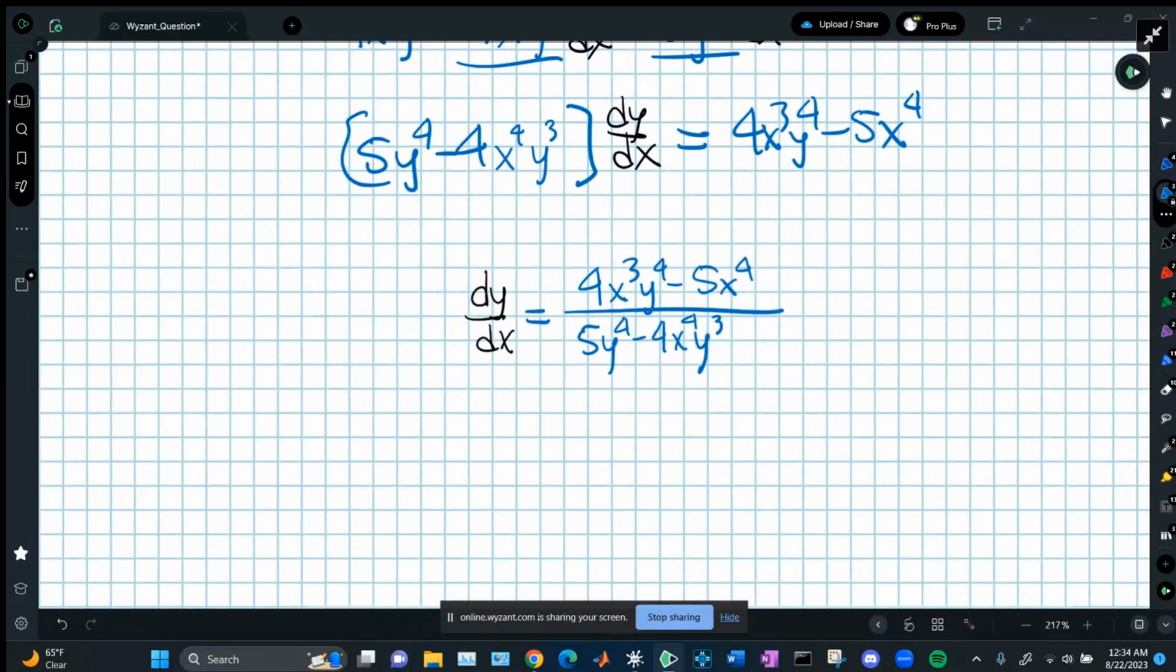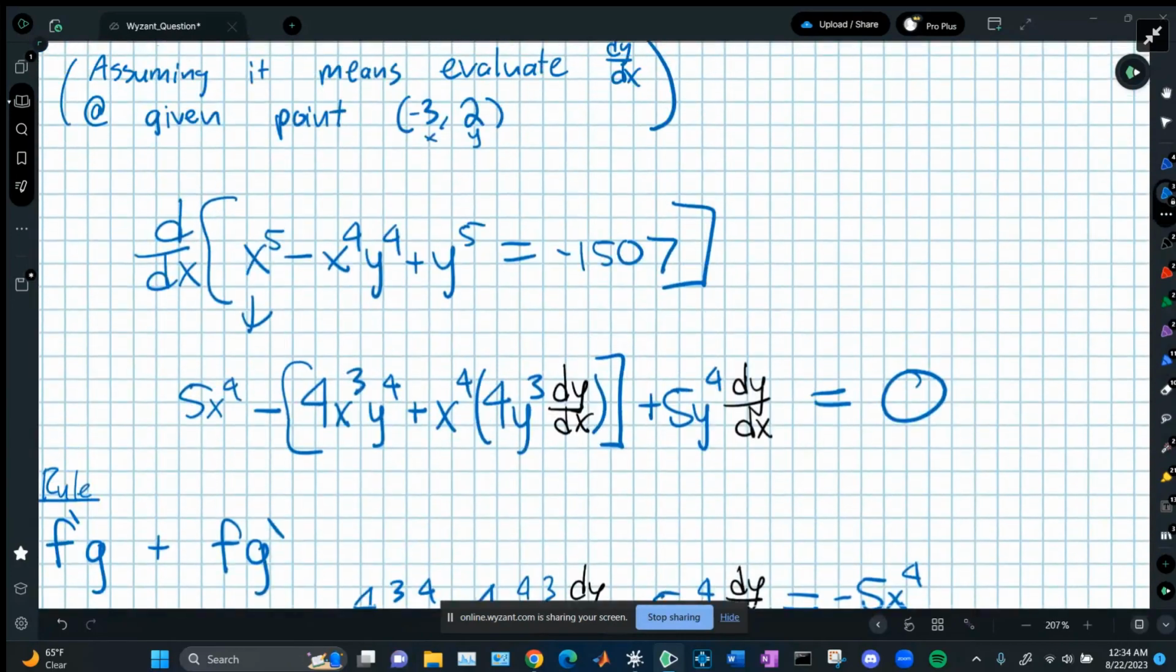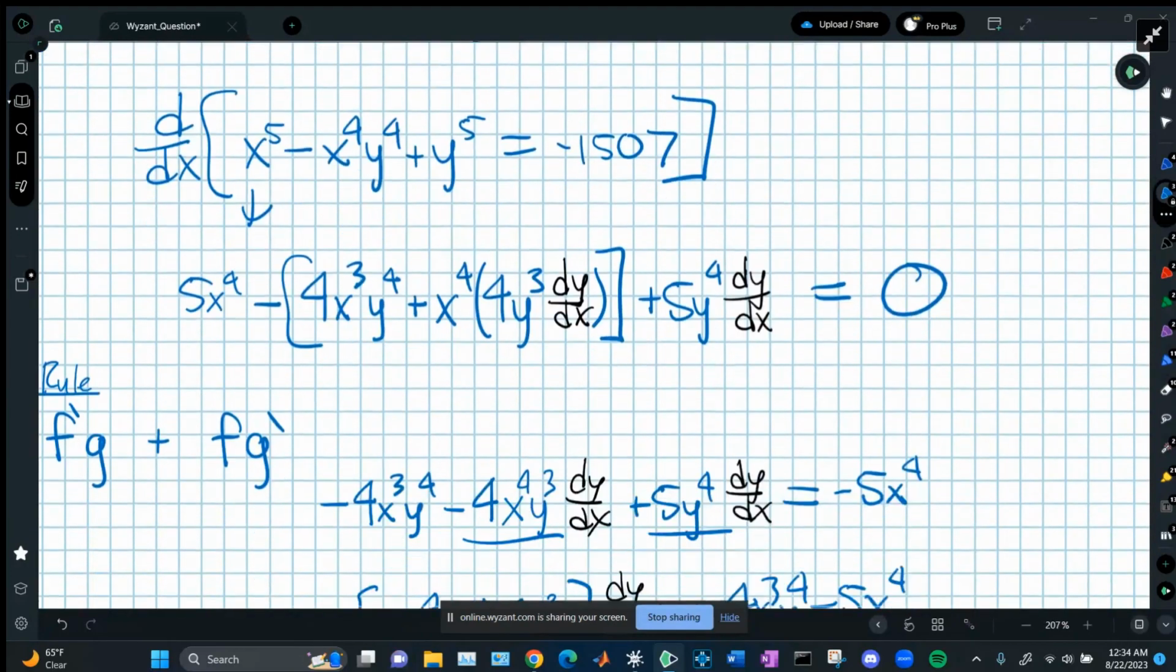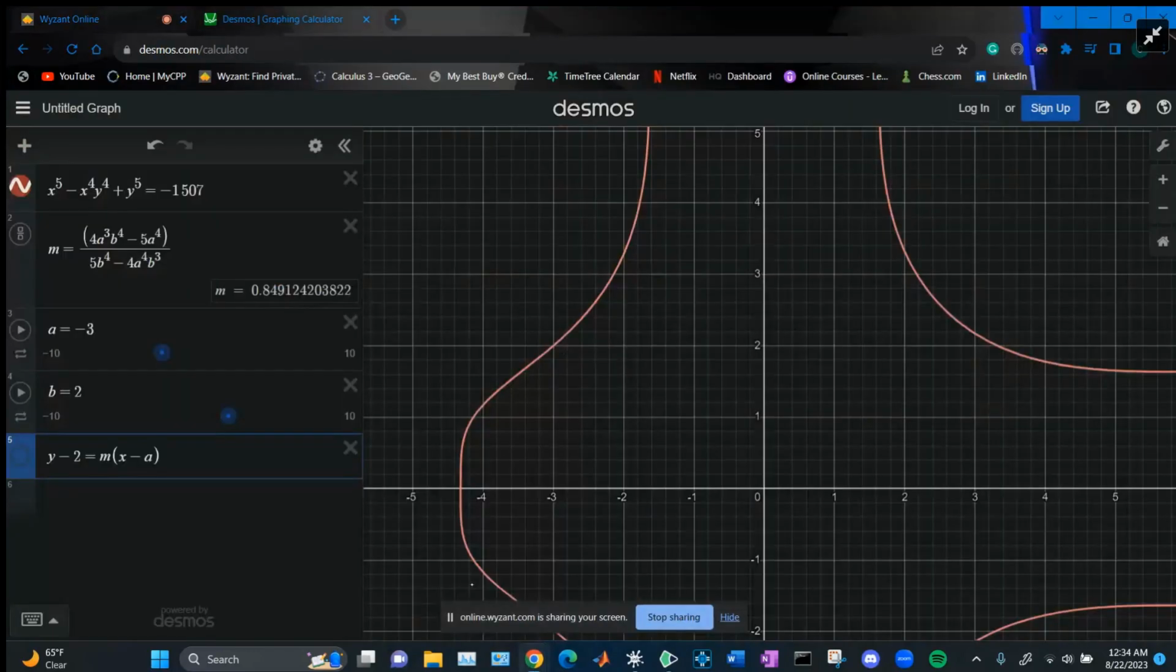You can plug in an x and y coordinate and it will tell you the slope at that point. Of course, it has to be a point that really exists on this expression. So let me now go to Desmos since I have it set up. This is what I have. I have a representing x and b representing y, plugged in -3, 2, and this is the value that I get. And that is how you use implicit differentiation to evaluate a derivative at a particular point. And you see -3, 2 really does exist here.